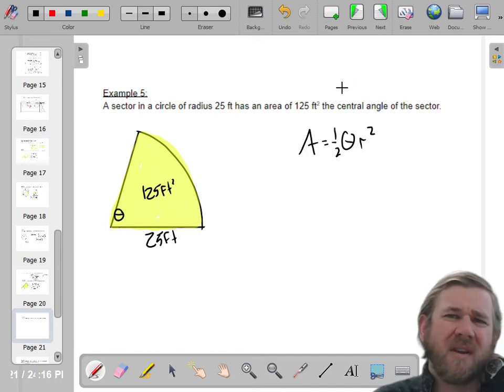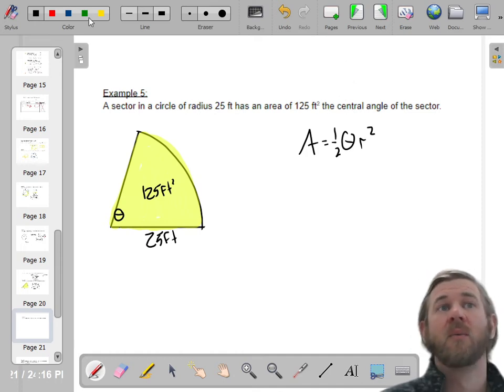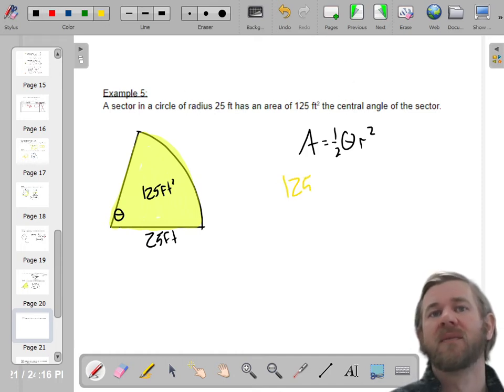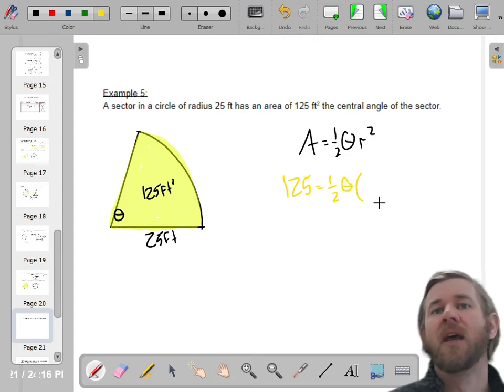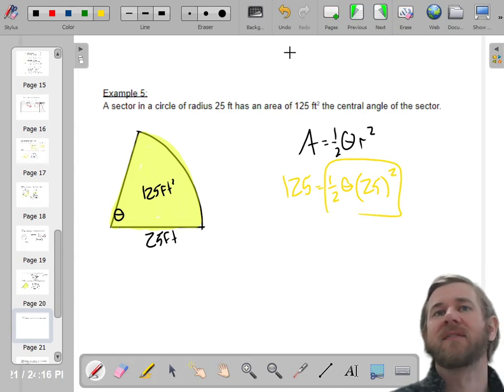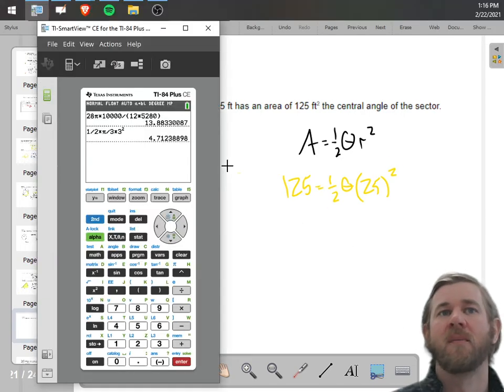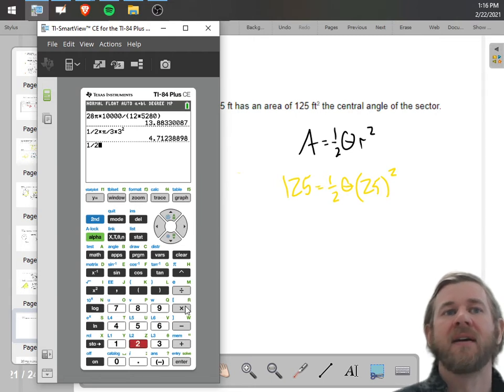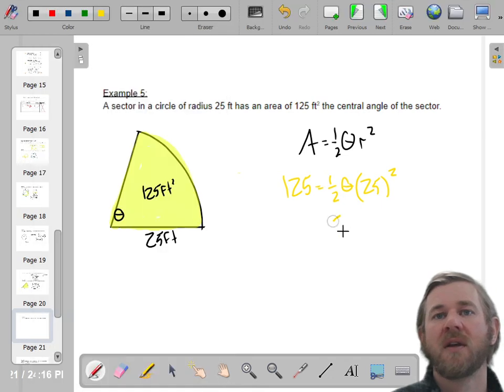The wording of this is terrible. But anyway, we know the area is 125, 1/2. Theta, we don't know theta, so I'll just say theta. And we do know the radius is 25. So what I'm going to do is simplify the 1/2 times 25 squared and figure out what my coefficient is. So 1/2 times 25 squared. Half of 625 is 312.5.